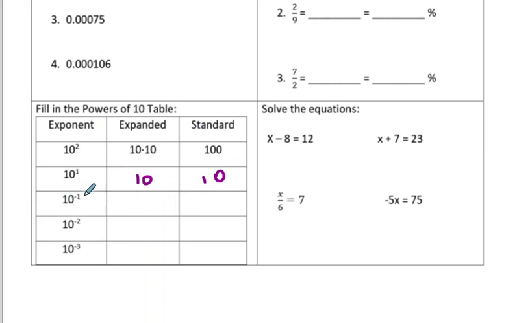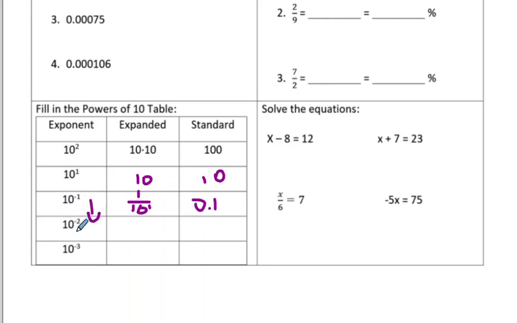10 to the negative 1. Once we get to negatives, it doesn't make the number negative. It means we switch it over to be a positive exponent. Okay, so just be 1 over 10 to the first, not negative first, which, if I wrote that as a decimal, is 0.1. I remember that because I start with a 1.0 and I move the decimal 1 time, just like scientific notation.